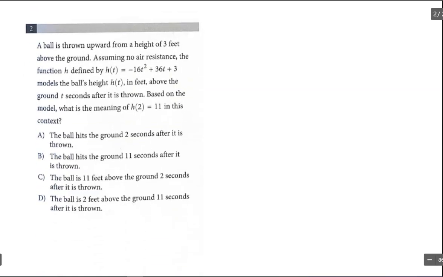All right, moving on down to number 2. A ball is thrown upward from a height of 3 feet above the ground, assuming there's no air resistance. We have a function f defined by, so let me just write this down and explain this notation a little bit. H of t is -16t squared plus 36t plus 3.